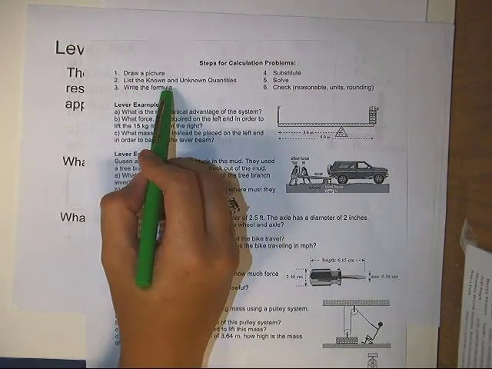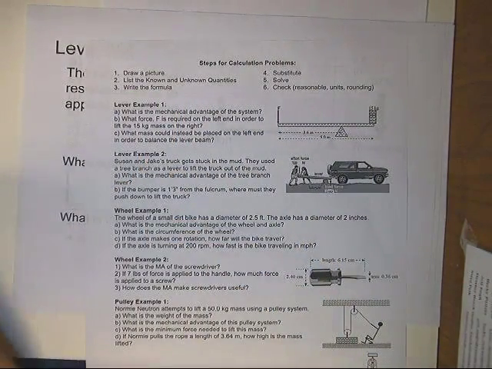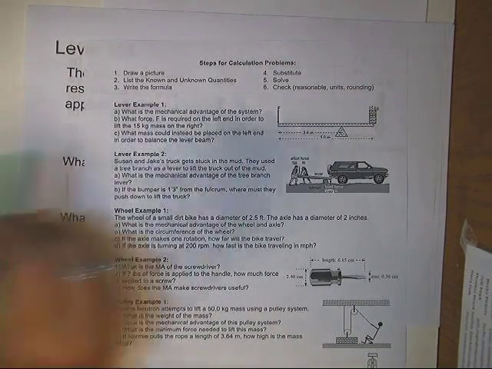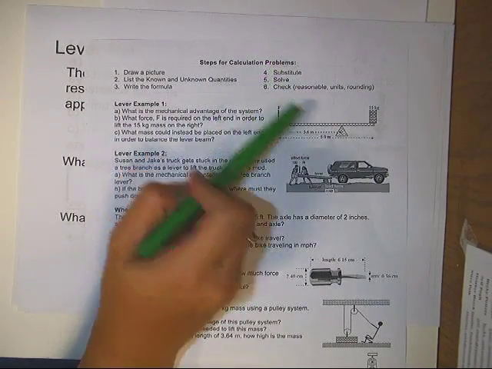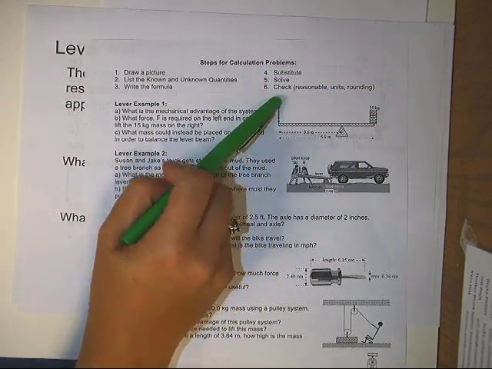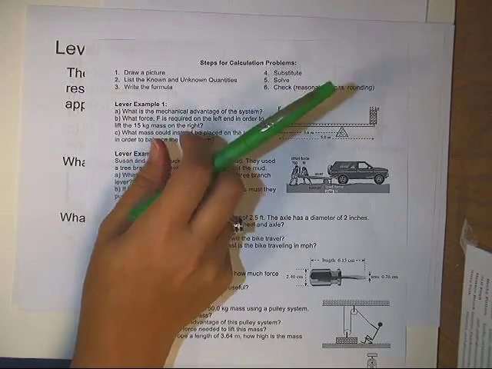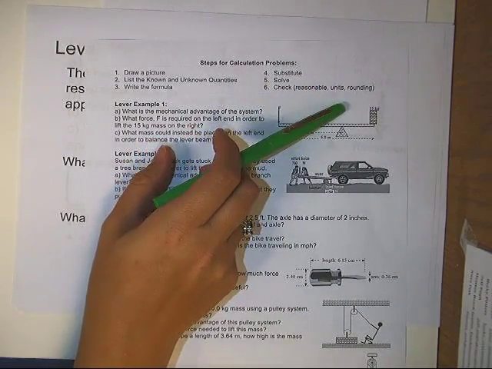You should write the formulas each time. Remember, when you put stuff in your engineering notebook, you're proving what you're doing. You're doing it so someone else can follow your work. So you need to write the formula down, substitute in the numbers, solve, and then check. When you check, think, is it reasonable? Did you put units on, and did you do a good job at rounding?